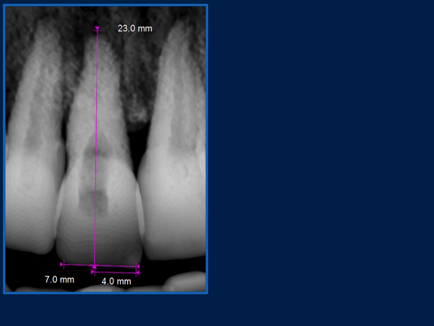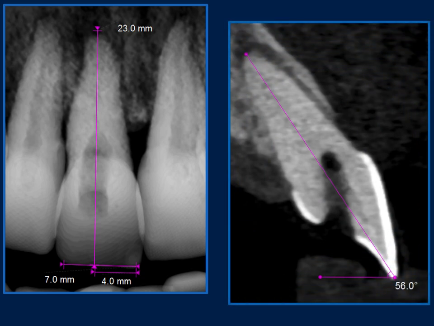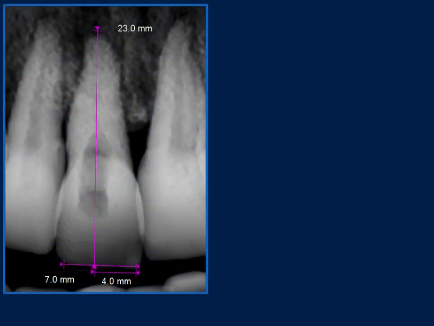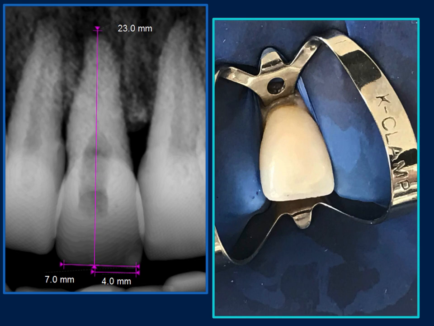I need another thing. I need to know the angle where we can enter inside the canal. So let's measure the angle. It's 56 degrees. Now we will take those measurements and apply them to the natural tooth. This is the natural tooth here.